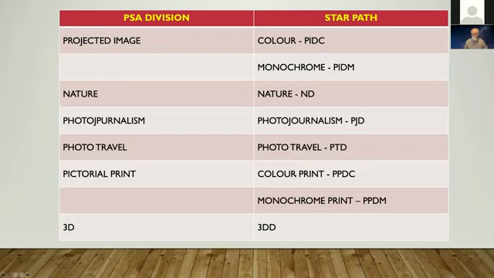And in the print division, you keep your color acceptances separate from your monochrome acceptances. This just simply means that when you go to the PSA website and download the application form so that you can apply for star ratings, you use a separate form for your acceptances in each of the different star paths. It might sound complicated at first, but you get used to the idea that you keep your acceptances in the different classifications separate.